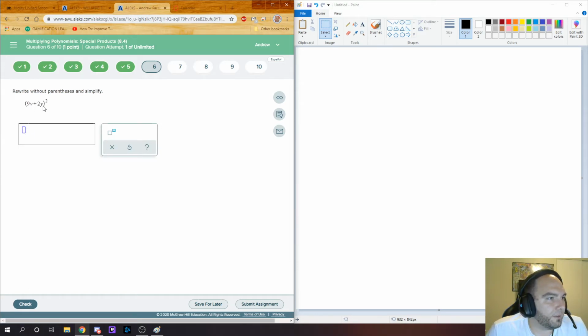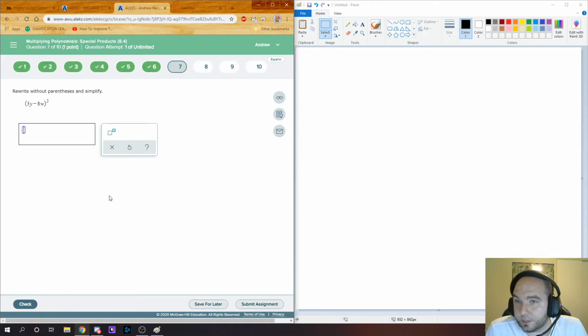All right, (9v + 2y) squared. So 9v times 9v is 81v squared. That's the first term. The middle term is 9v times 2y. That's 18vy. You would have to double that, though. So when you double 18, you get 36vy. And then last up is 2y times 2y, which is 4y squared.